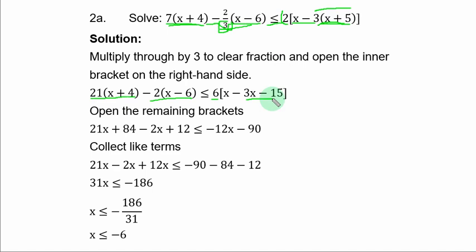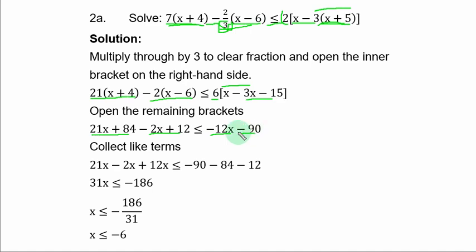Then open the remaining brackets. You use 21 to open (s + 4). You have 21s plus 84. You use minus 2 to open (s - 6). You have minus 2s plus 12. Now if you add this, s minus 3s is minus 2s. So if 6 multiplies that, you have minus 12s, and 6 times minus 15, you have minus 90.